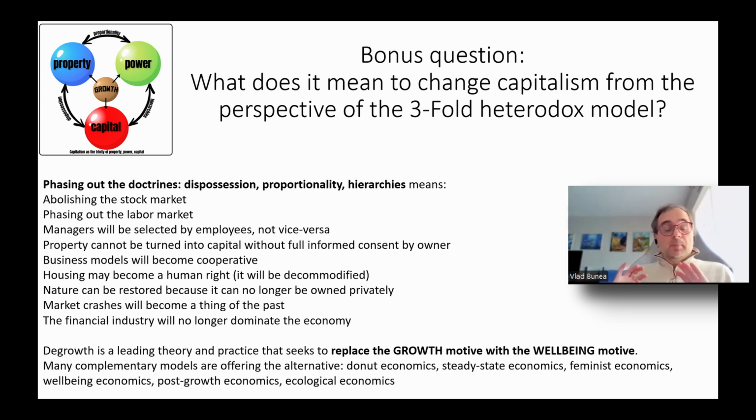These are just some highlights of the consequences of replacing the capitalist model, as it is described here, with a different kind of economy. And degrowth, as I see it, happens to be one leading theory and practice that seeks to replace the growth motive at the center with what I call the well-being motive, that looks at what actually matters for life. And there are many complementary models offering alternatives. These are just a few of them: donut economics, steady state economics, feminist and well-being economics, post-growth, ecological economics. They all look at alternatives.